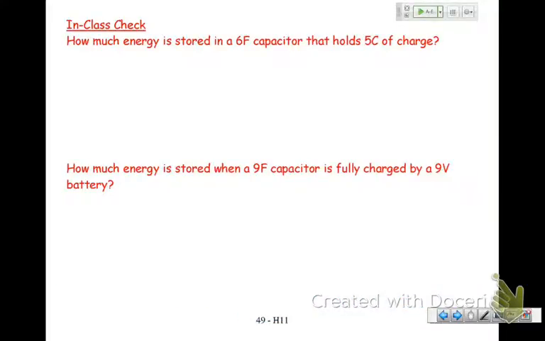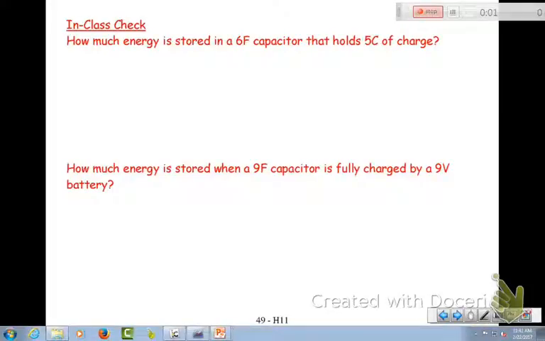Okay. Can you do that one for me, please? Do the top one. How much energy is stored in a 6 farad capacitor that holds 5 coulombs of charge?